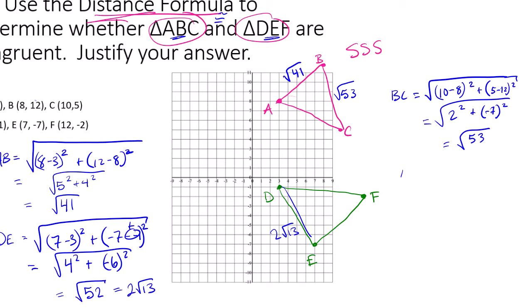All right, so let's find AC, and then we'll see if anything equals 2 root 13, then we'll be in business and we'll keep going and find the other sides of DEF. If nothing's the same, then we'll know that they're not congruent.